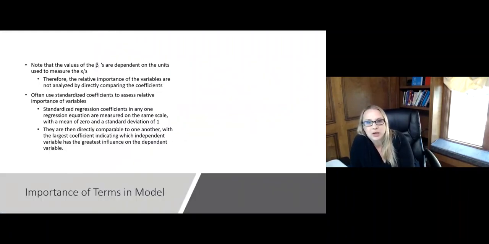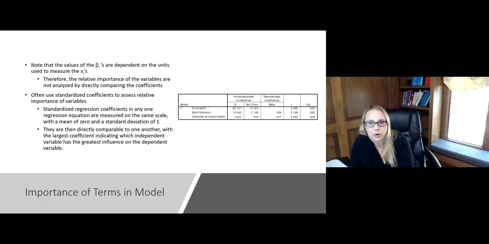Once we do this, we also need to look at the outputs with the t-values and the significance of them. If you remember, I said the significance of 0.042 for bark thickness means that it's not really a very strong variable in that model. So you should consider running your model with and without your bark thickness.